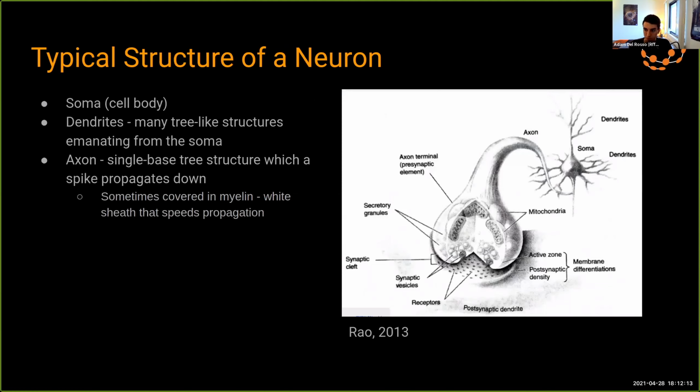And this is just an overview of what a neuron looks like. So we have the soma, the cell body, and it sends its spike over the axon, and it receives communications effectively from other neurons through dendrites.